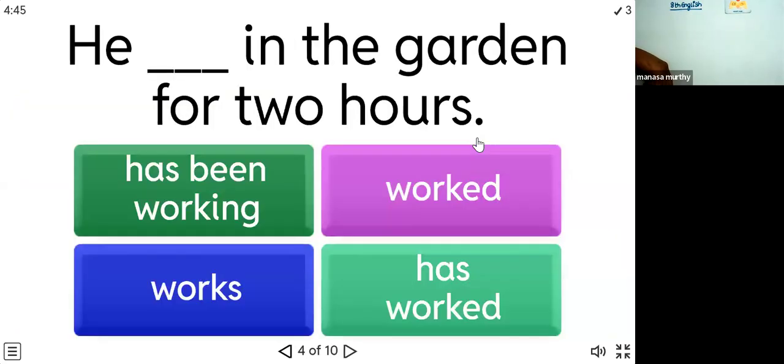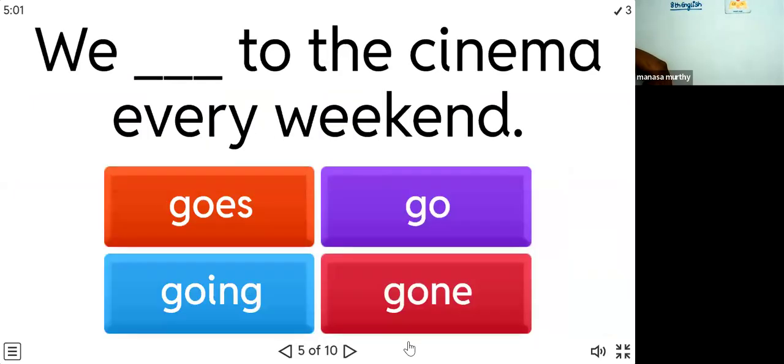He dash in the garden for 2 hours. He has been working.